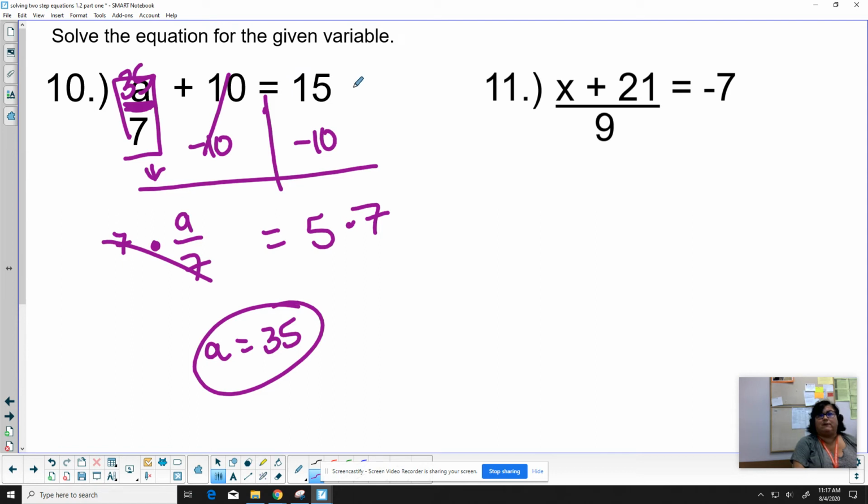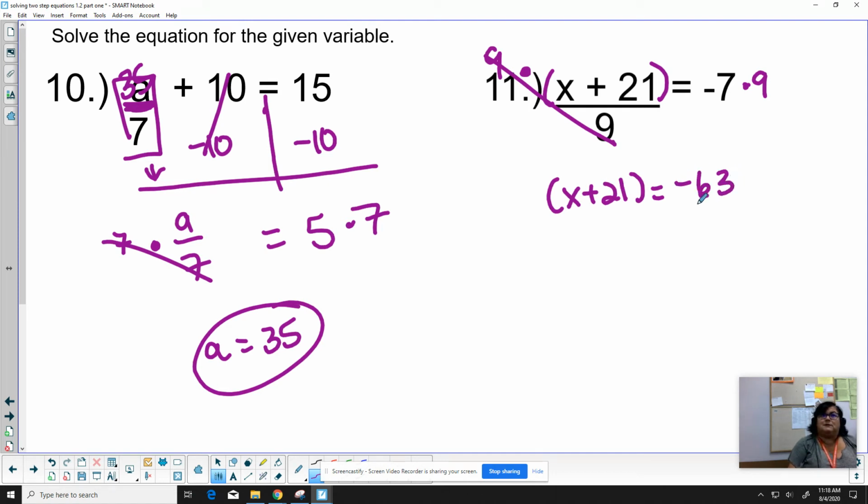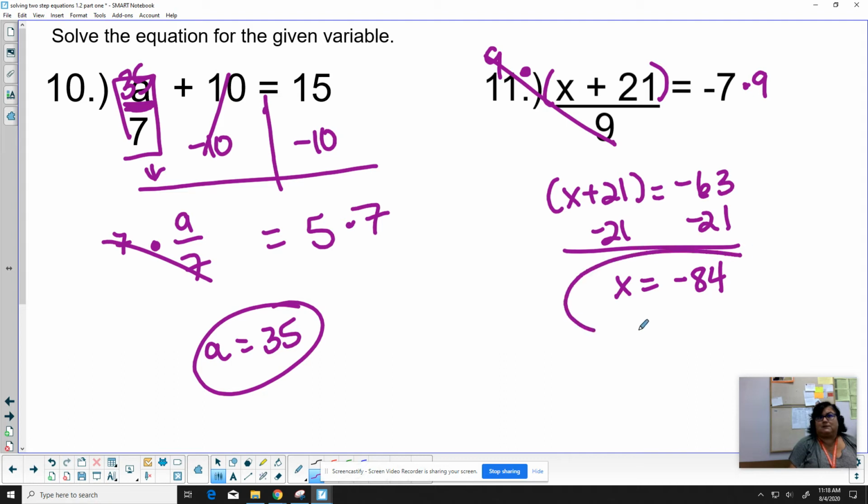That checks out. Okay, this one's different, and it's different because it's got the long line. Because it's got the long line, it's like it's got a parenthesis around it. So I'm going to multiply both sides by the denominator first so I can get rid of the bottom. So I'm getting rid of that 9, and then this drops down, including the parentheses. Then I'm going to subtract 21 on both sides, and it equals negative 84, and that's the right answer.